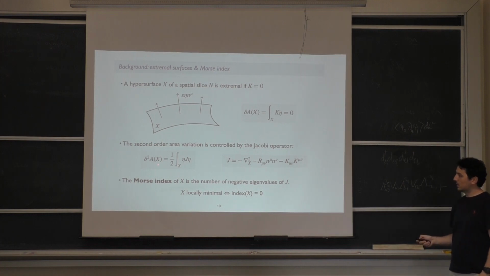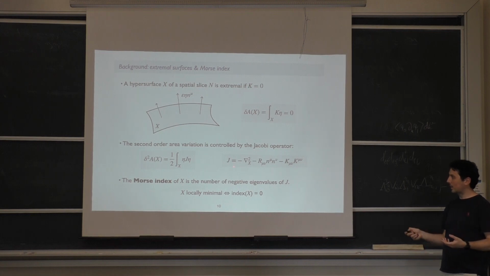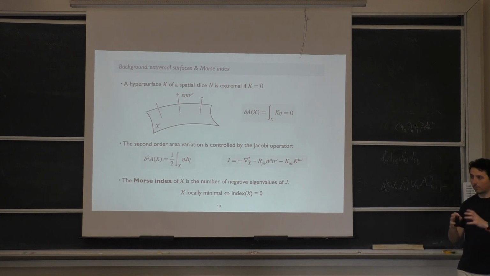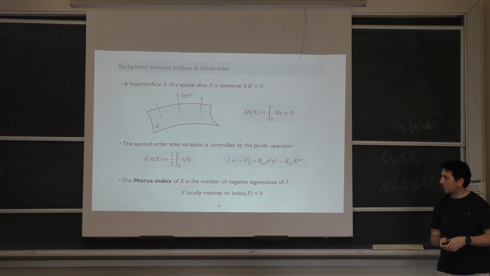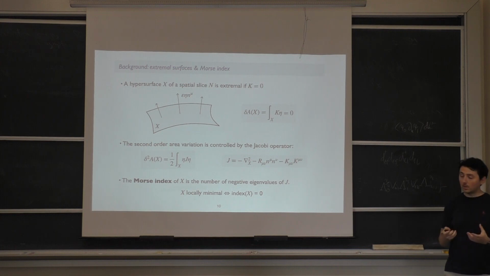So to second order, the variations of the area are given by this differential operator. One can check explicitly that it turns out to be symmetric and real. This means the operator has a real spectrum on this space of deformations of the surface. One can define the Morse index of an extremal surface as the number of negative eigenvalues of this operator. So when we say that a surface is locally minimal, that's the same as saying that the index of this surface is 0.